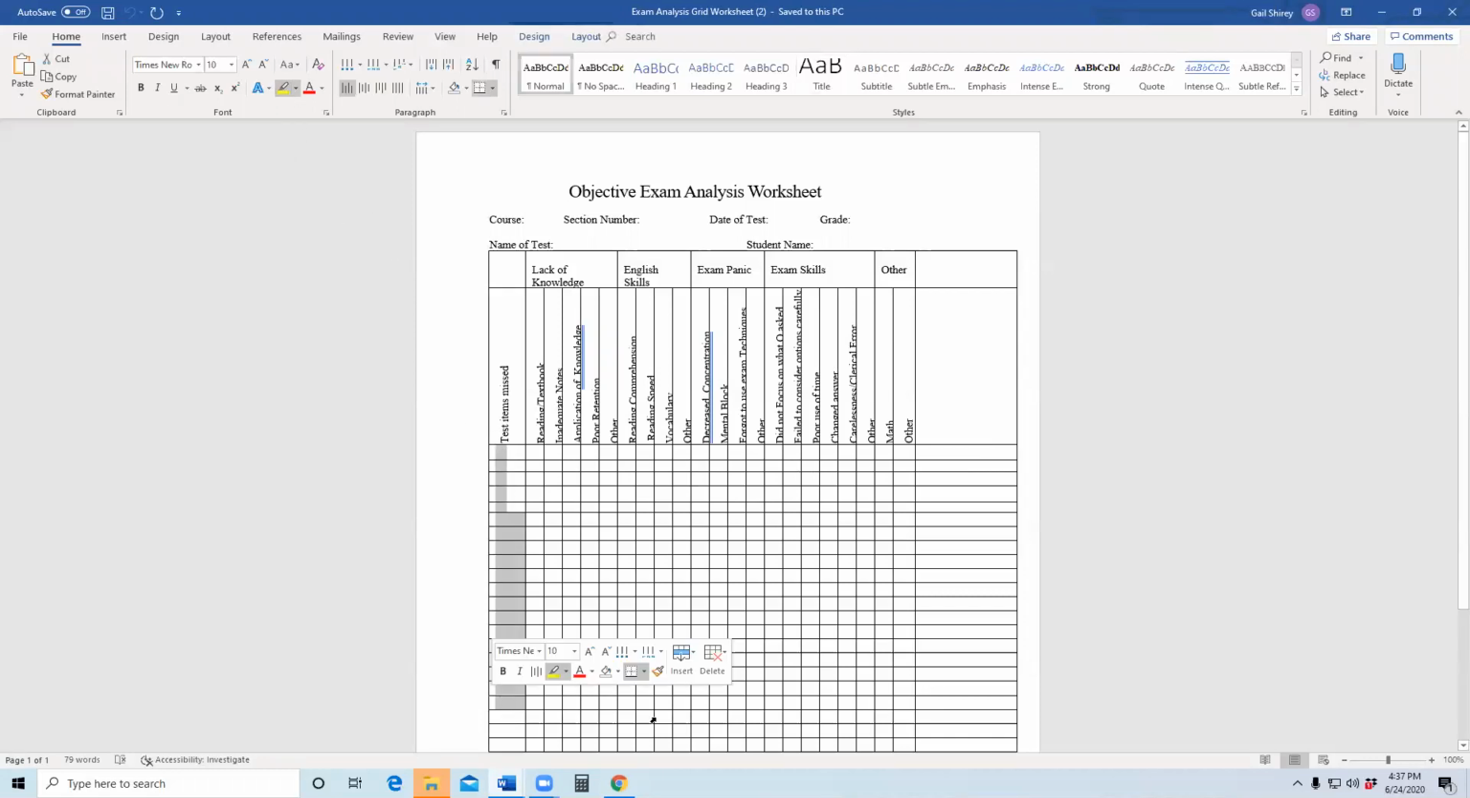In that first column right there, you're going to list the numbers of the questions on the test that you got wrong. If the first question was number 7, then write number 7 there. If you missed more than one, then you list every single question you got wrong. And then after that, for every question that you list, you come over and go across out of all of these columns, out of all of these items, you're going to choose 1 or 2 of the dominant reasons you think you got it wrong.